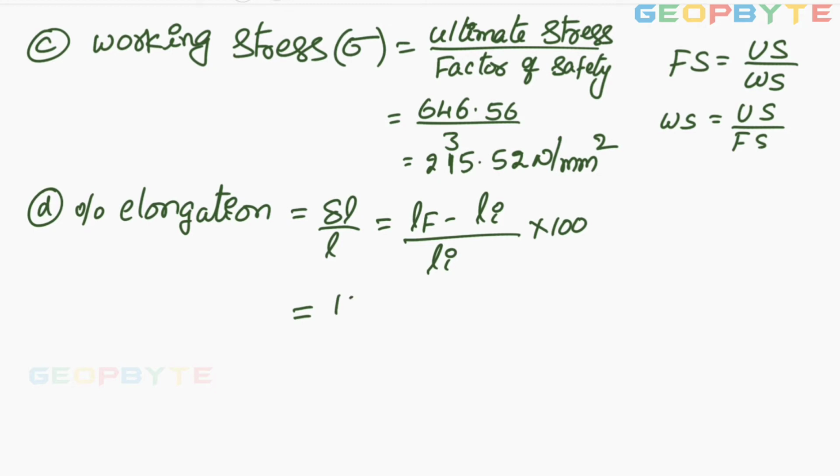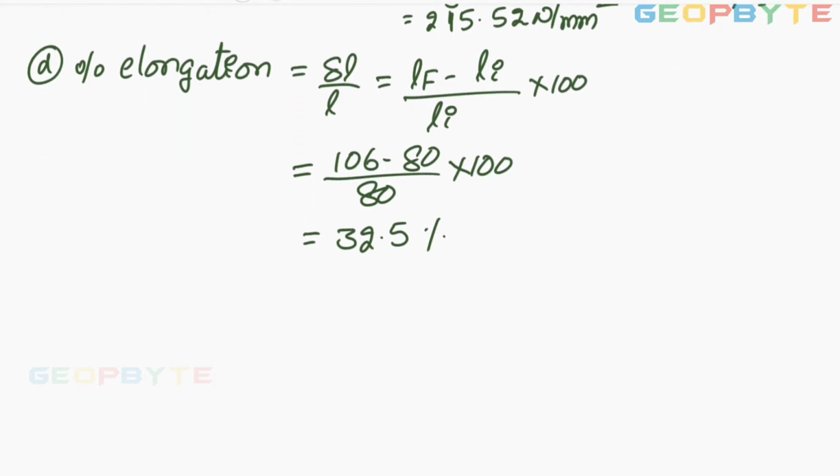So 106 minus 80 divided by 80 into 100. That is the formula. The resultant value is around 32.5%. The last bit is percentage reduction in area.